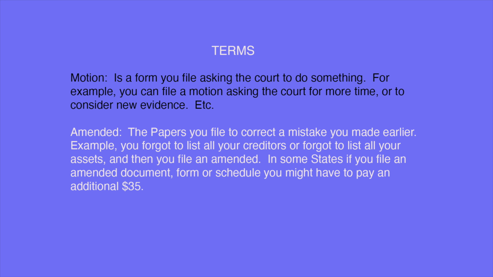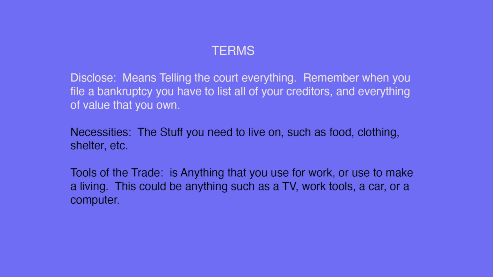Amended are the papers you filed to correct a mistake you made earlier. Example, you forgot to list all your creditors or forgot to list all your assets, and then you file an amended. In some states, if you file an amended document, form, or schedule, you might have to pay an additional $35. Disclose. This means telling the court everything. Remember, when you file a bankruptcy, you have to list all your creditors and everything of value that you own.